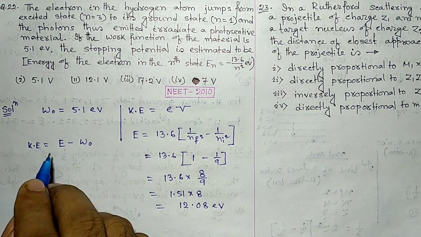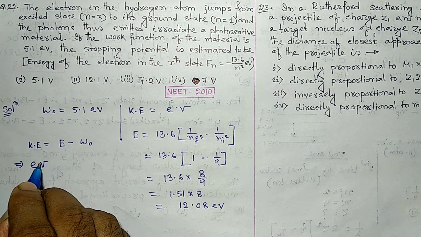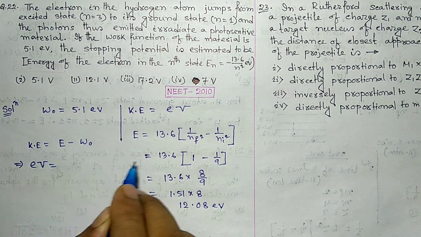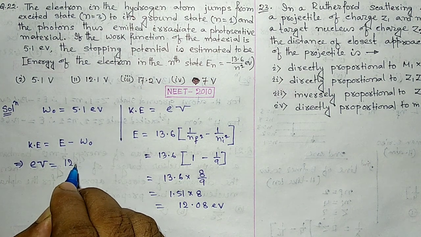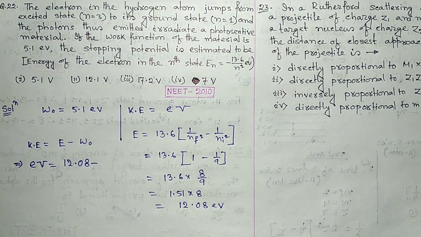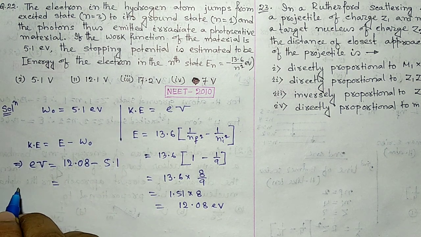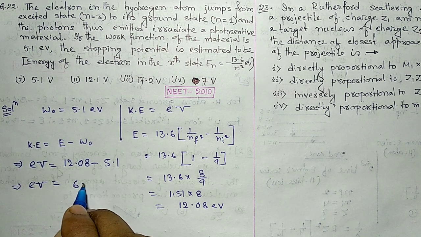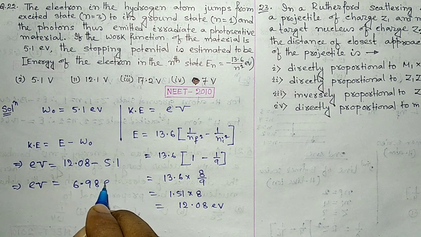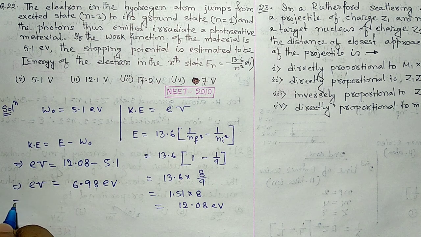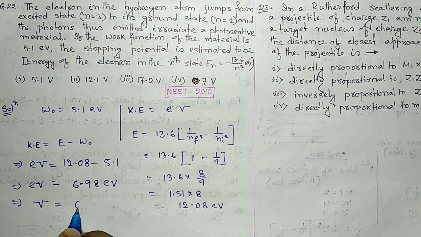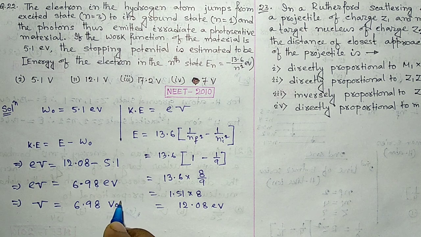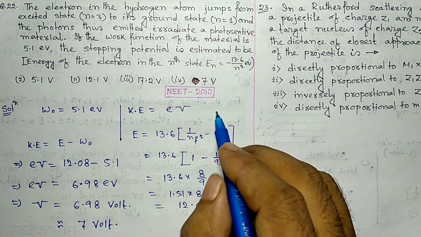Now kinetic energy is equal to eV, the stopping potential. E is found out as 12.08 minus work function, which is 5.1 electron volt. So eV is equal to 6.98 electron volt, or V is equal to 6.98 volt. It is approximately 7 volt. Option 4 is the right answer.